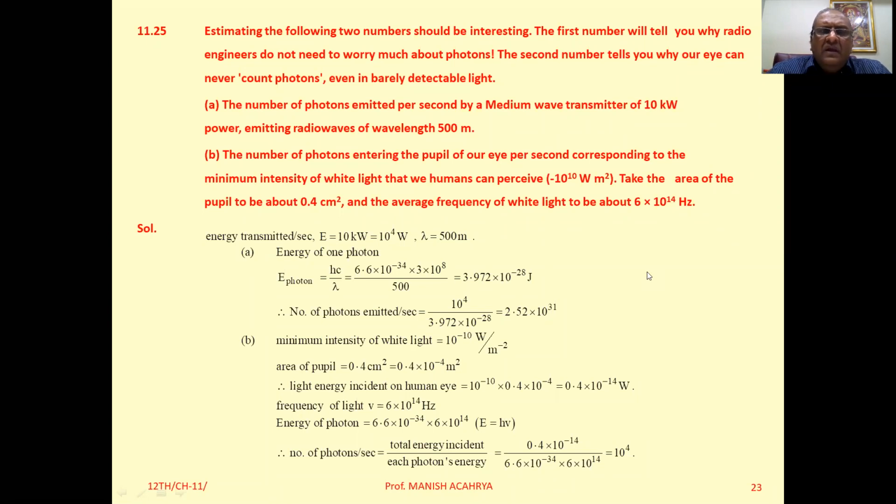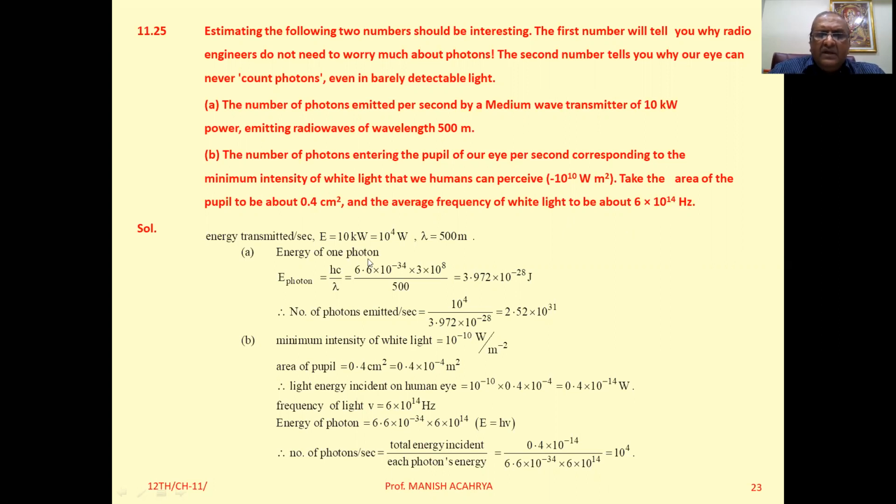A. The number of photons emitted per second by a medium wave transmitter of 10 kilowatt power, emitting radio waves of wavelength 500 meter. B. The number of photons entering the pupil of eye per second corresponding to the minimum intensity of white light that we humans can perceive, that is nearly 10 raised to minus 10 watt per meter square. Take the area of the pupil to be about 0.4 centimeter square and the average frequency of white light, that is 6 into 10 raised to 14 hertz.